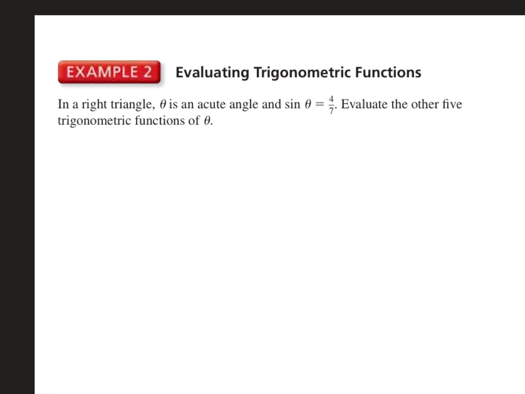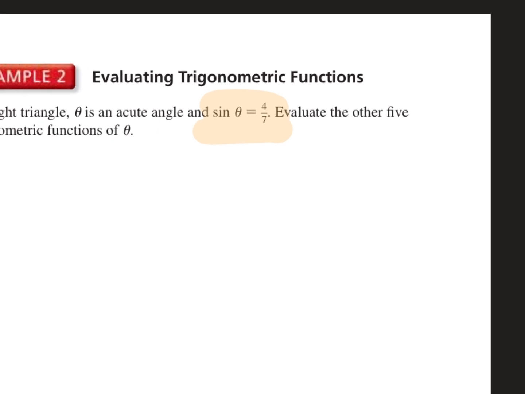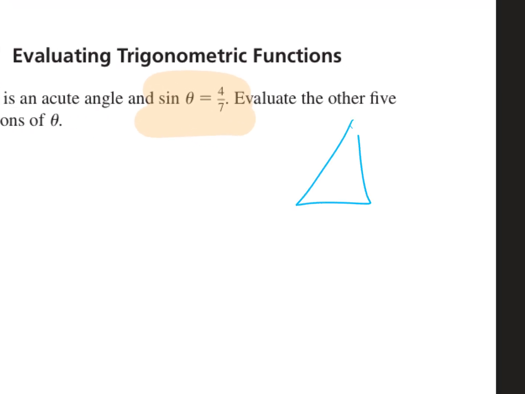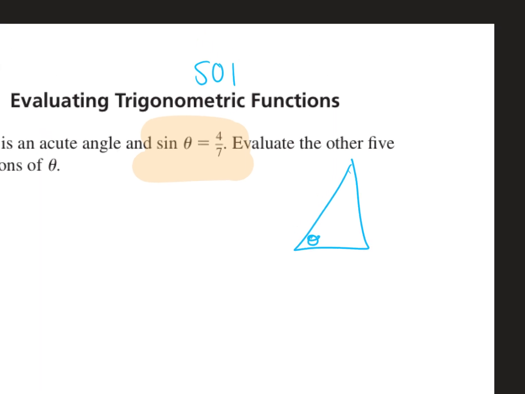In a right triangle, theta is an acute angle and sine is equal to 4 over 7. It says evaluate the other 5 trig functions. So it gives us sine. If it helps, draw your triangle and put theta on your triangle. Sine is what over what? Well, let's write our SOHCAHTOA. Awesome. Opposite over hypotenuse. So that would mean 4 is opposite and 7 is hypotenuse.